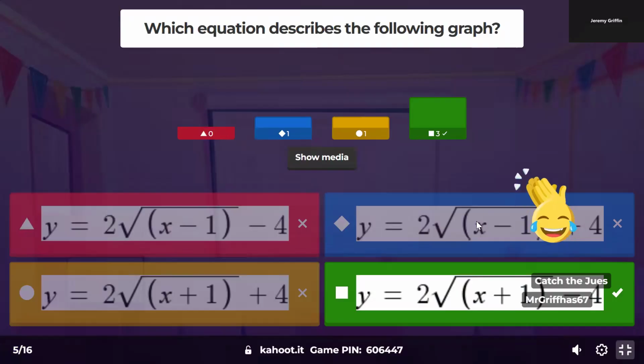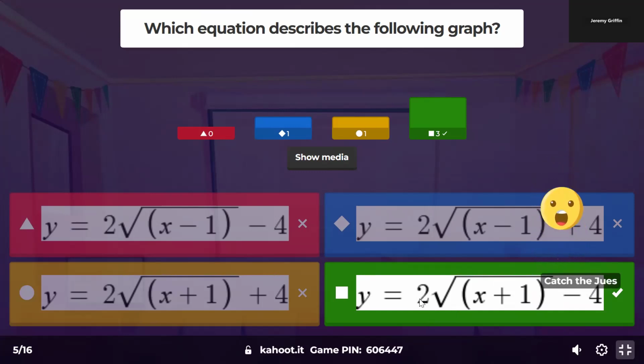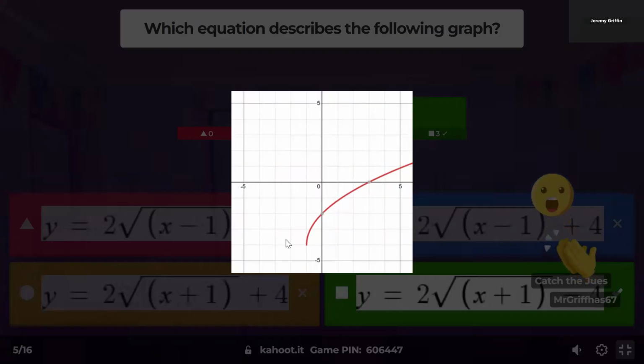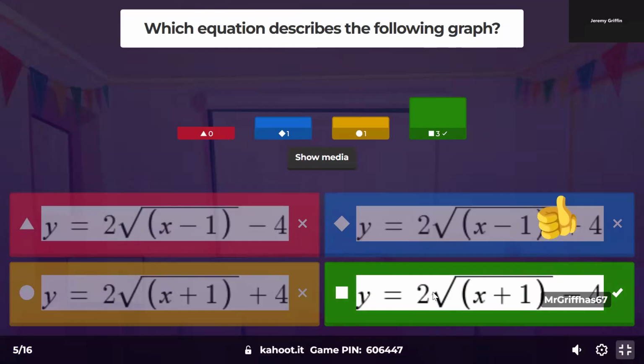Right, let's try that. What if I plug in 0 for x? What's 0 plus 1? 1. What's the square root of 1? 1, times 2, right? And then minus 4. Yeah, that's the same coordinate, which is right there. You can pick any coordinate on that red curve and that green box answer would be the answer.